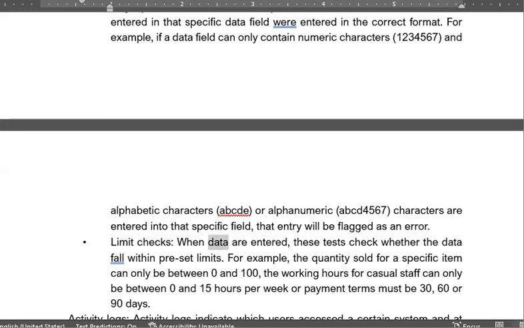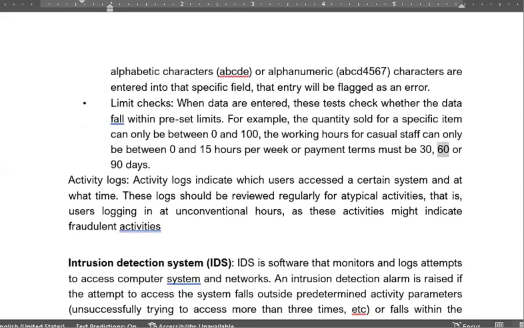Limit checks. When data are entered, these tests check whether the data fall within preset limits. For example, the quantity sold for a specific item can only be between 0 and 100, the working hours for casual staff can only be between 0 and 15 hours per week, or payment terms must be 30, 60, or 90 days.